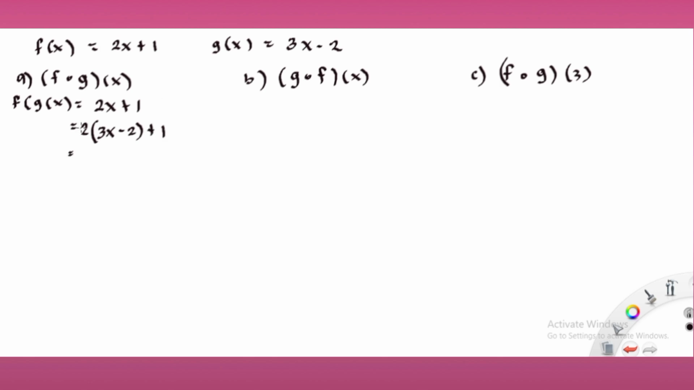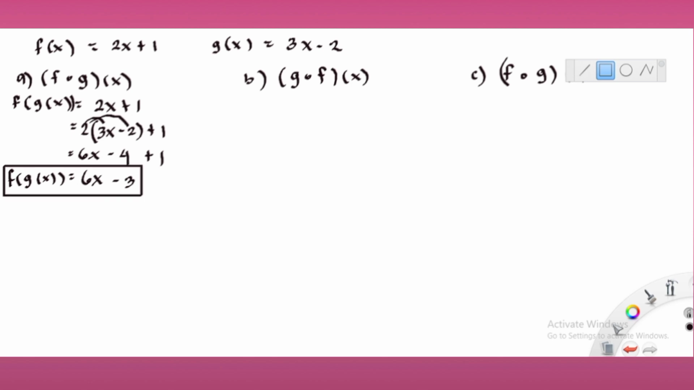So, distribute 2. 2 times 3x is 6x. 2 times negative 2 is negative 4. Alright? Then plus 1. Combine like terms. Copy 6x. Negative 4 plus 1 is negative 3. Therefore, f of g of x or f circle g of x is equal to 6x minus 3.